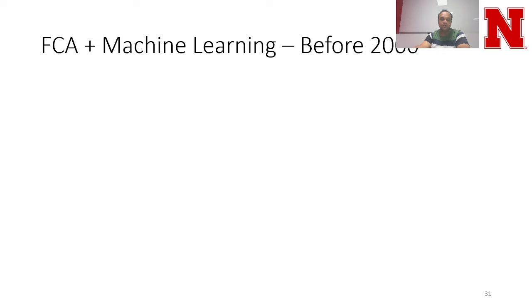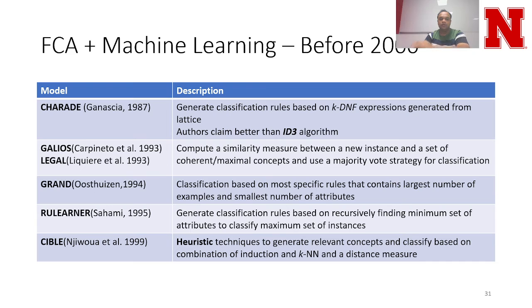So before we move ahead, let's just do a little bit of literature review of FCA and machine learning, starting with what has been happening in the past few decades. Before 2000, there were a bunch of models that were proposed, like Sherrod, Galios, Legal, and mostly all of them generated classification rules similar to what we did just now from the lattice. And then some very naive approaches of machine learning were used, like the ID3 algorithm, some heuristic techniques, and other approaches like defining the most specific rules that classify the largest number of examples.